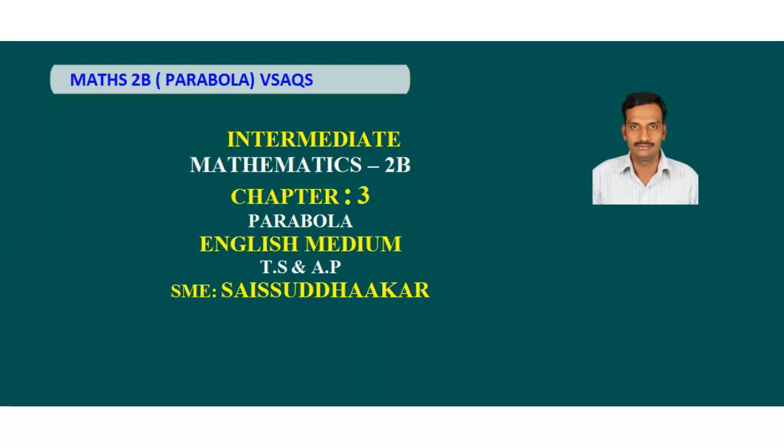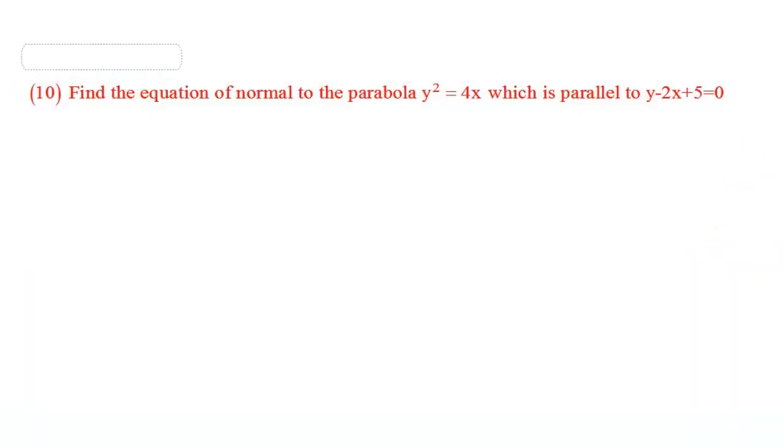Now go for the next question. Find the equation of the normal to the parabola y square is equal to 4x, which is parallel to the line y minus 2x plus 5 is equal to 0.